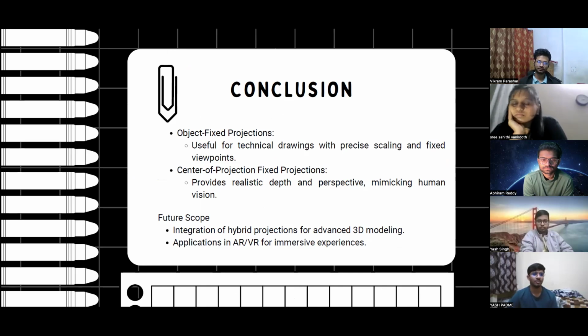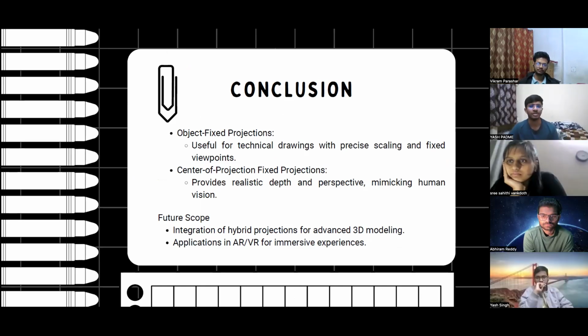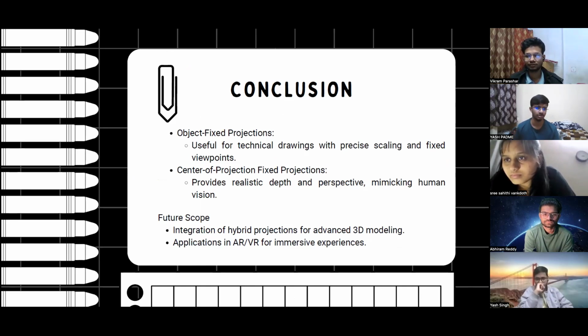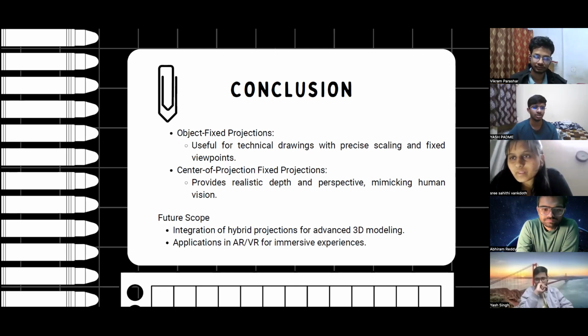To conclude our presentation, we have taken the basic learnings from this topic. First, fixed object projection is very useful for technical drawings with precise scaling and fixed viewpoints. Secondly, we have center of projection, fixed projections. We use it for realistic depth and perspective, mimicking human vision. The future scope of this topic is very useful, as integration of hybrid projections for advanced 3D modeling, and application in augmented reality and virtual reality for immersive experiences. Thanks for our presentation.